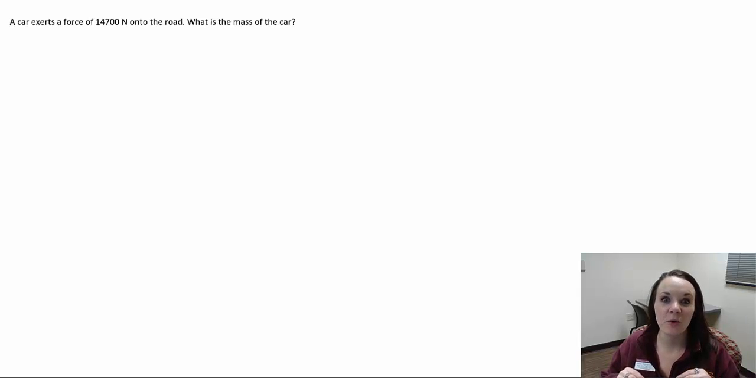Today we're going to talk about the force of weight, or what an object exerts on the ground or the surface beneath it. So for example, this example tells us that a car exerts a force of 14,700 newtons onto the road. What is the mass of the car?